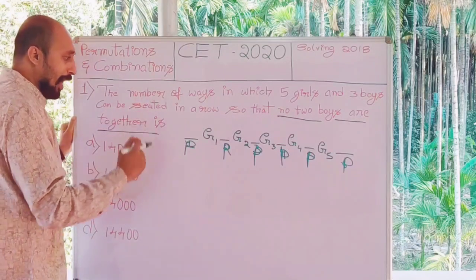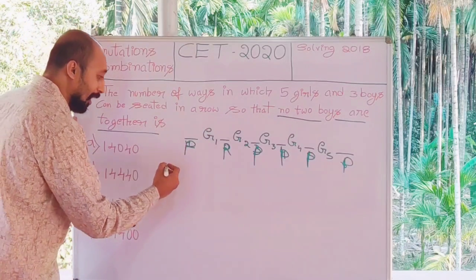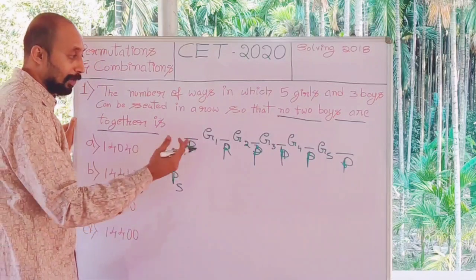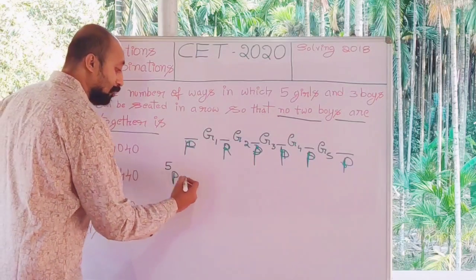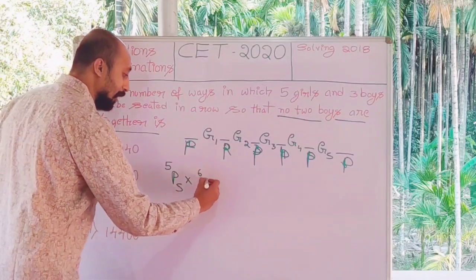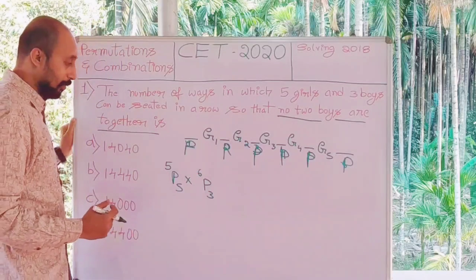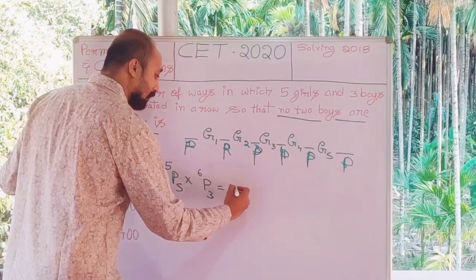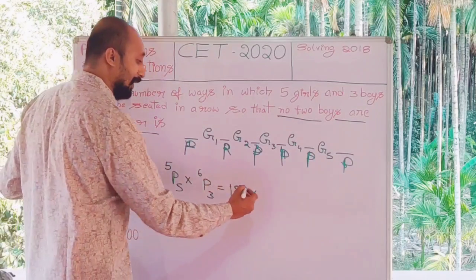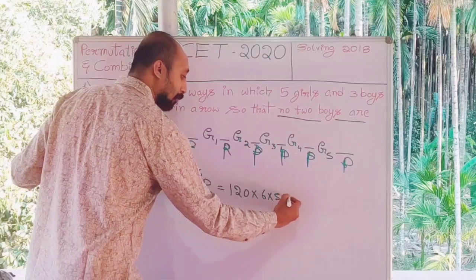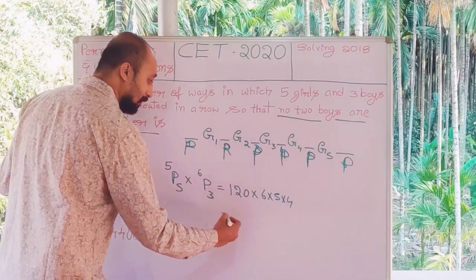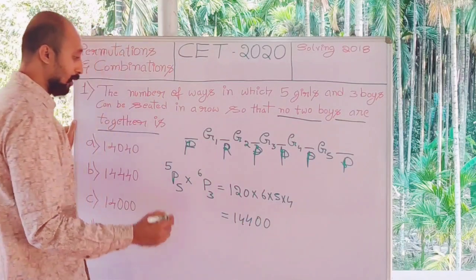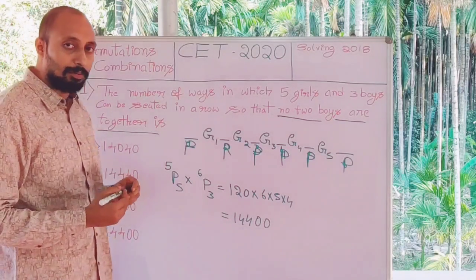Now, what happens? These 5 girls are having no issue. The 5 girls are getting arranged in 5 places, no problem there. But when it comes to boys, there are 6 places and there are 3 boys. Now, what happens if I multiply them? So, 5P5 is 120 and 6P3 is 6 into 5 into 4. So, when you multiply this, you will get 14400. That is your option D. A simple problem with a simple solution.